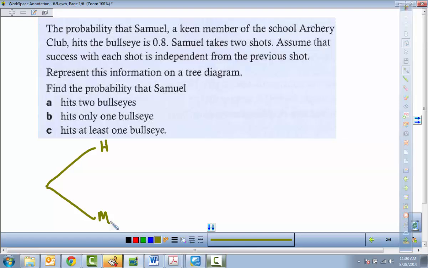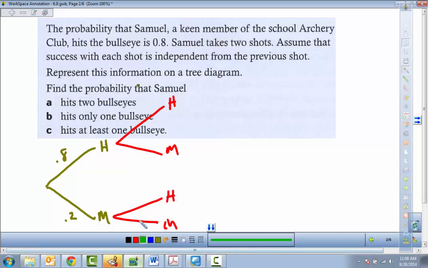And what's the probability of these things? Well, the probability that he hits is 0.8, and the probability that he misses is 0.2. And then there's event 2, and event 2 can happen as a result of either one of these. So after he hits, he could hit or miss, and after he misses the first shot, he could either hit or miss the second shot. And what are the probabilities that go on here? Well, they're independent, so the probability that he hits again is still 0.8. The probability that he misses is still 0.2, and 0.8, and 0.2. The probabilities don't change from one event to the next because they are independent.